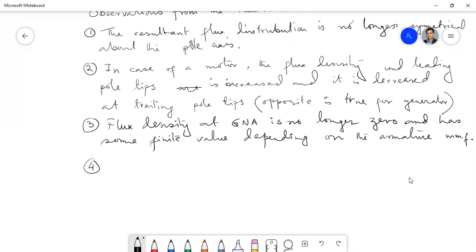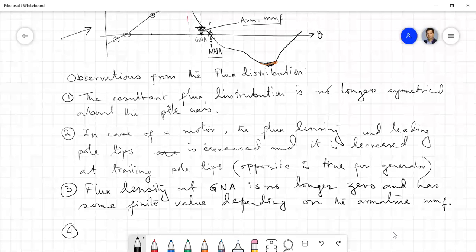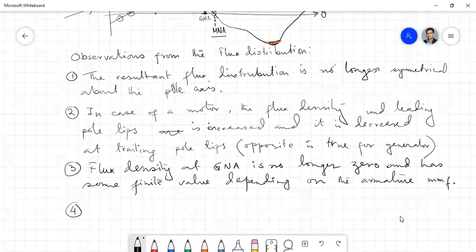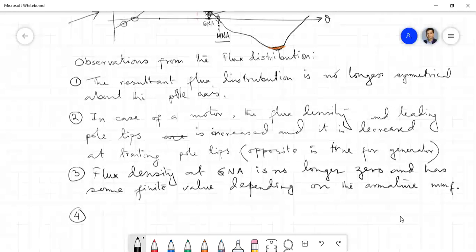So what is the fourth observation? The fourth observation is similar, that means the shifting of the magnetic neutral axis. In the third point, I have not mentioned the shifting of the magnetic neutral axis from GNA. What I mentioned in the third point is that in the GNA you will get some finite flux, which may create the problem in commutation. But under the fourth point, I will mention the shifting of the magnetic neutral axis from the geometric neutral axis.